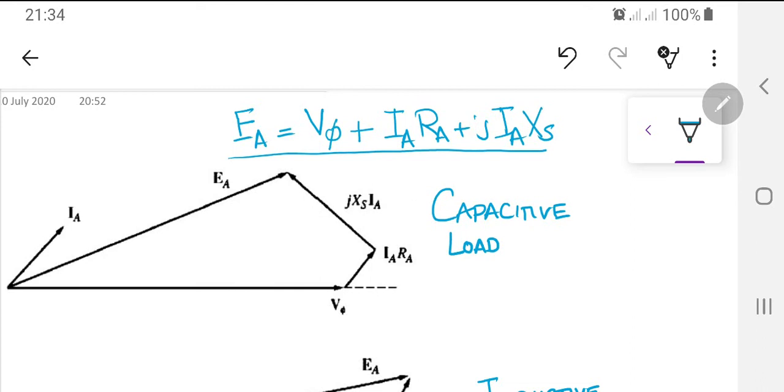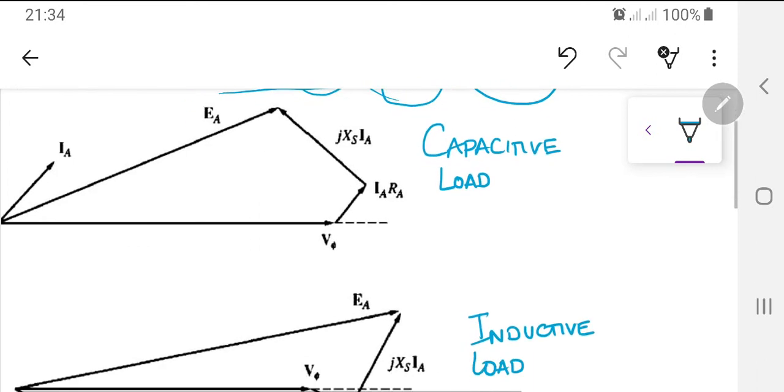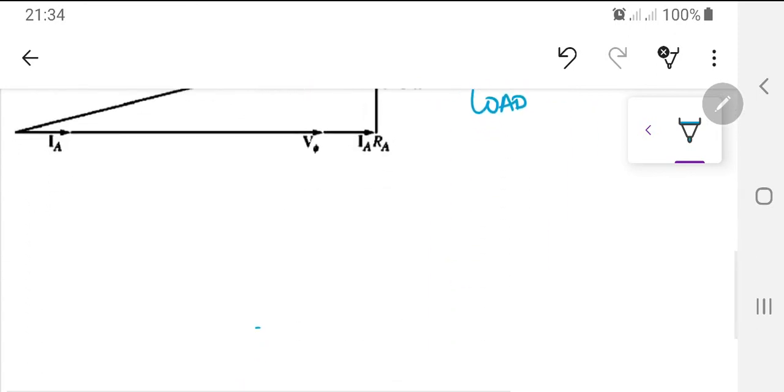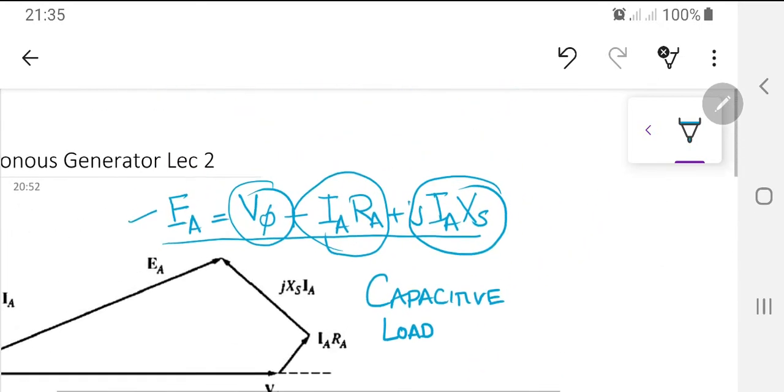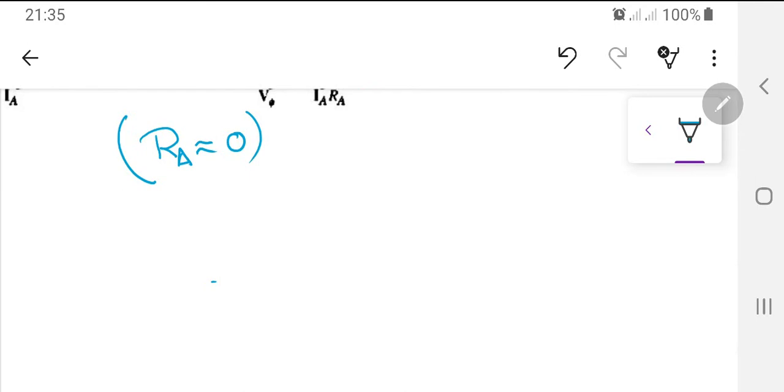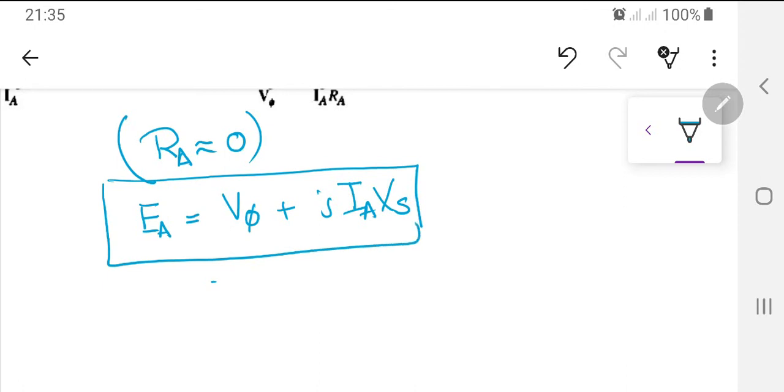All these three phasor diagrams include the vectors IARA, JIAXS, and V phase, and in the end we find EA. Practically, when we have any generator in front of us, we know that RA, the resistance of the winding, is a very small value. So what happens to this generator equation? If I assume RA is very small, then EA is just equal to V phase plus JIAXS.